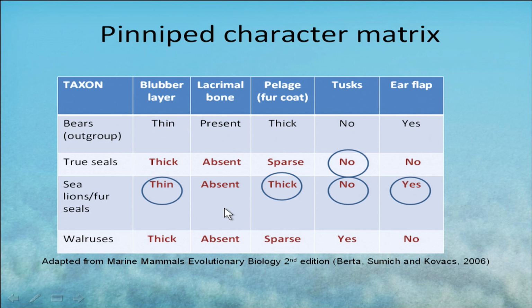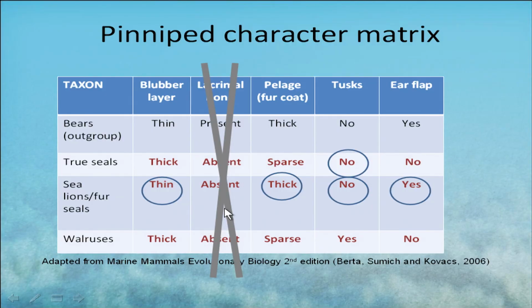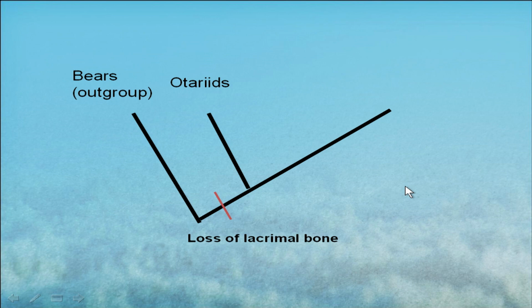We've already dealt with the lacrimal bone, so we can cross that off so we don't have to deal with it anymore. What we're going to do now is look and see, is there any other organism that now looks just like the bear? And indeed, we notice that the pinnipeds that are the sea lions and fur seals, the otariids, have a very similar character matrix to the bears. They share the same thin blubber layer, they share a thick fur coat, they share no tusks, and they share an ear flap. So we can at this point draw in the otariids on our cladogram.